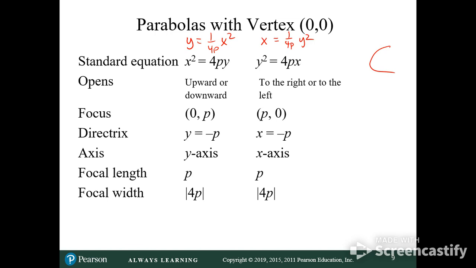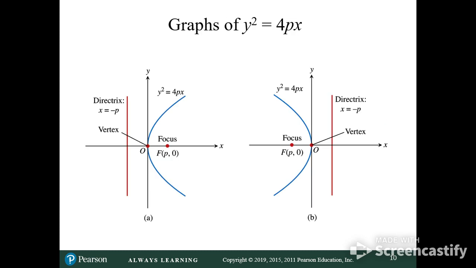So you might have one going this way, or you might have one going this way. Sideways parabolas, okay? Their vertex is at 0, 0, but their axis of symmetry now would be the x-axis. So this is the x equals 1 over 4p y squared graph. If this is negative, it's this one. If it's positive, it's this one.